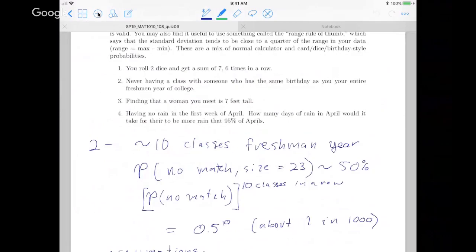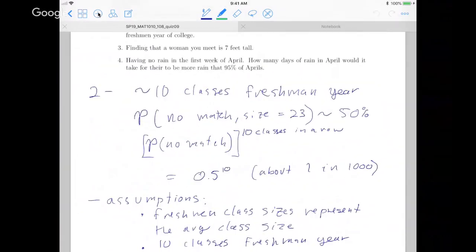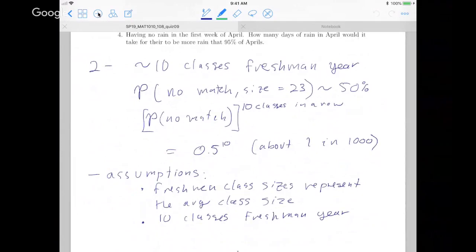For number 2, I did this 2 ways, and these are not the only 2 ways to get an estimate for this. There are 10 classes in the freshman year. The probability of no matches with a size of 23, the average class size, is about 50%. So, first brush, assuming the same class size for each class, about 10 classes, you would have 0.5 to the 10th power, which is 1 in 1028 or so, about 1 in 1,000.